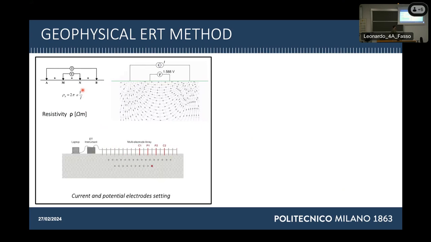And speaking about the acquisition, we have not just four electrodes injecting current, but we have a series of electrodes that has the aim to cover all the landfills. So we have this disposition of the electrodes that can increase also the distance between them in order to reach deeper points. Okay, so to reach points in which we suppose the presence of the landfill.